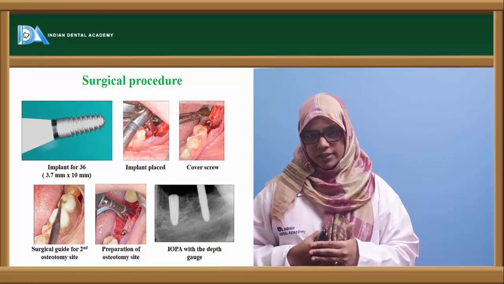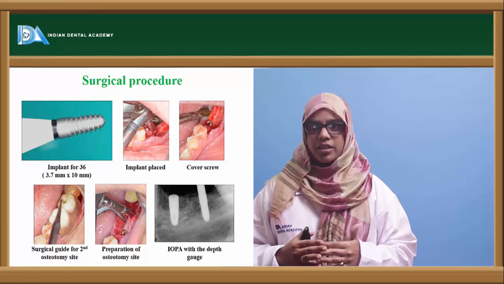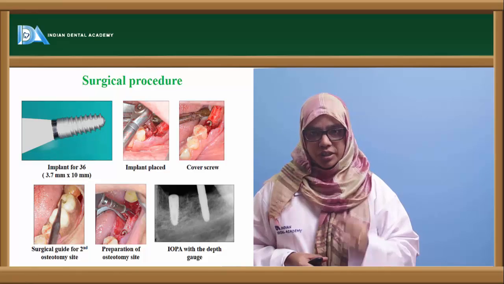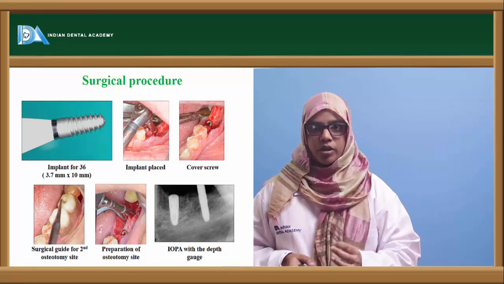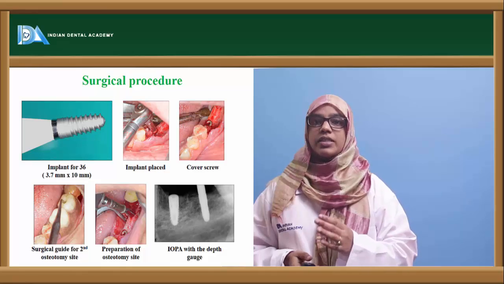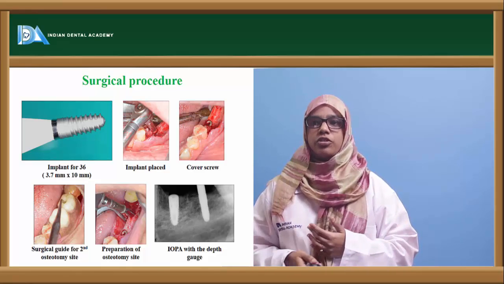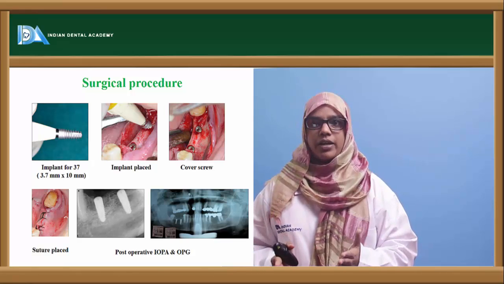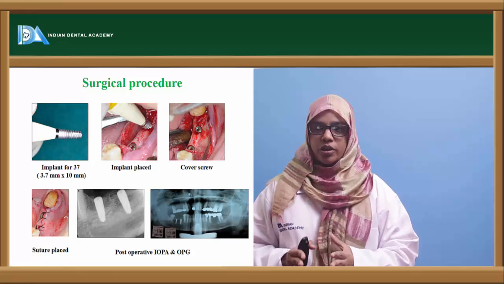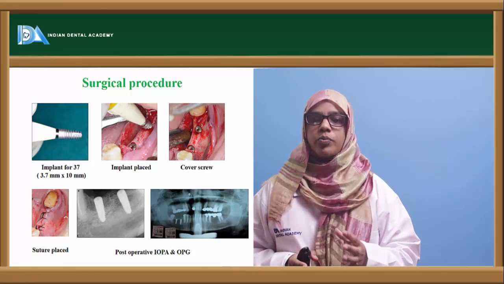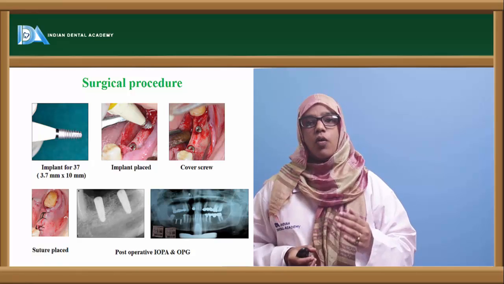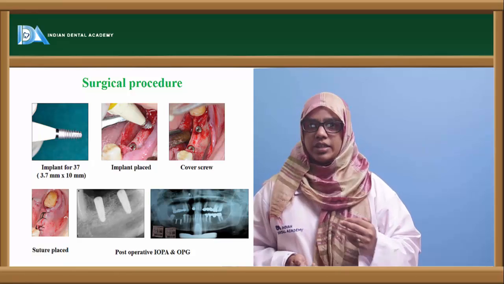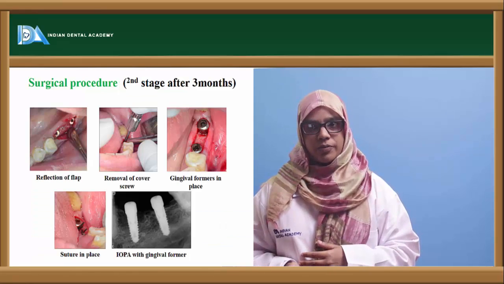Then go to your next osteotomy site, put the surgical stent, and make a purchase point. Do your initial taper drilling, put a bone gauge, and take an IOPA. Take an IOPA to see the parallelism between the two implants and to the adjacent tooth. Once you have done that, do sequential drilling, widen the implant site, and put the implant inside. Put a cover screw, do a primary closure, and take an IOPA to see the position of the implant. Always try to place an implant subcrestally because some amount of bone loss will occur. Take an IOPA or an OPG for your documentation.